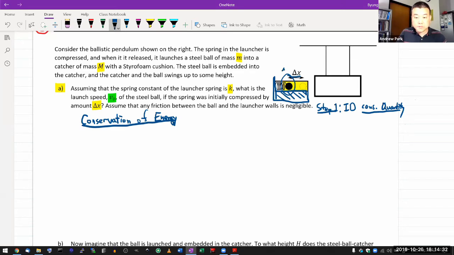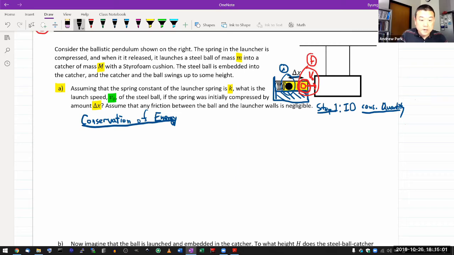I'm going to call this my initial. And here's another snapshot at the moment where the ball is about to be fired. Here the displacement will be 0 and the ball has some speed of v naught. Let me call this snapshot final. At these two snapshots, you write down the expression for the conserved quantity, and the quantity being conserved means that it doesn't change.